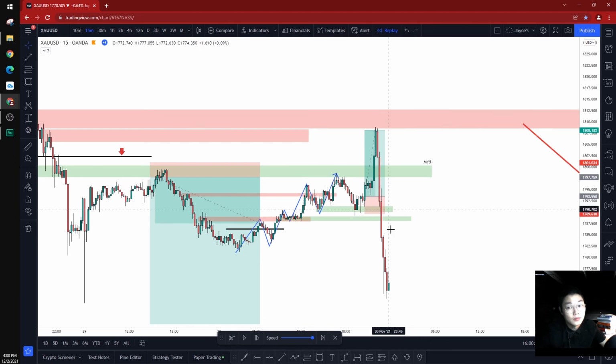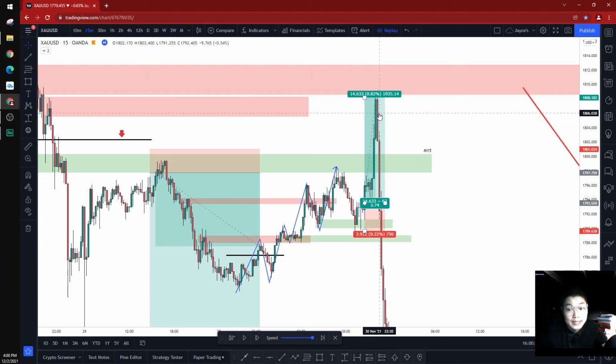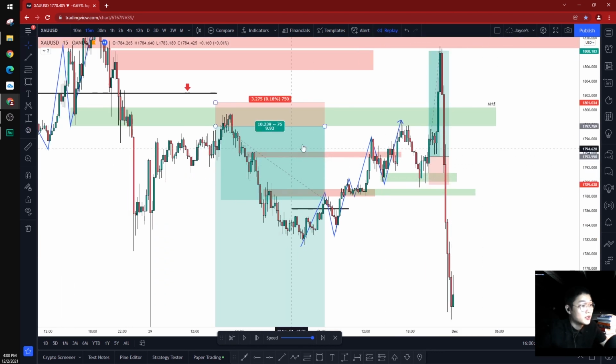Therefore, I skip this trade, and it is also quite late in my country, therefore I don't trade in the midnight like this. Therefore, I just have one or two profit trades in gold for this week.